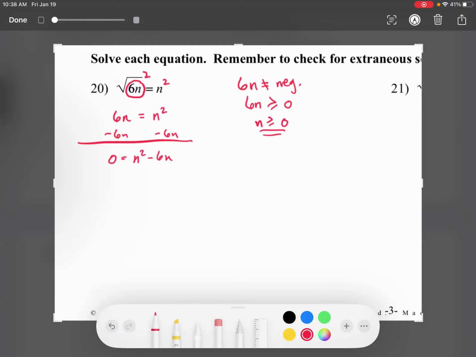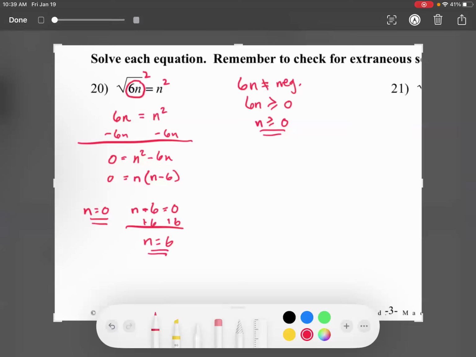I would move everything to one side, and then take out a greatest common factor of n, and I end up with this. When is n times n minus 6 going to be equal to 0? That happens at 2 points. It happens if n equals 0, and it happens if n minus 6 is equal to 0. We add 6 to both sides. So it happens when n equals 6 or if n equals 0.